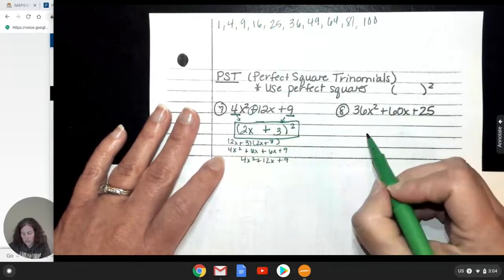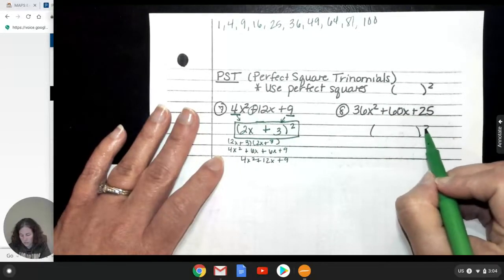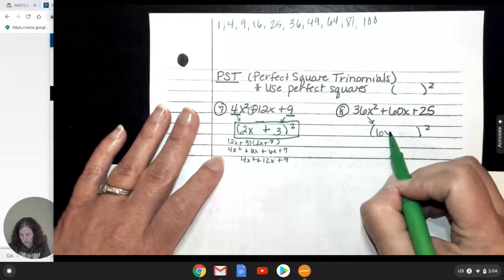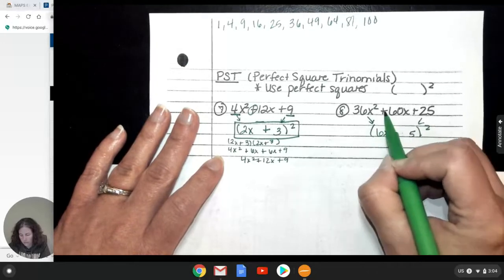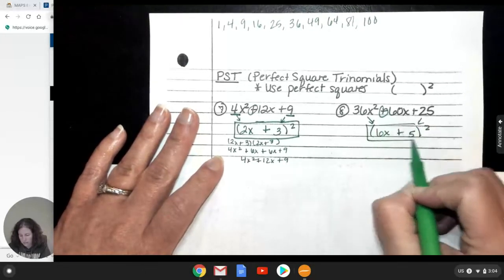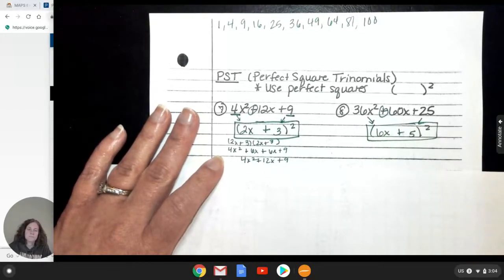All right. So then this one, same thing. We've got a squared. Square root of the first one would be 6x. Square root of the last one would be 5. Bring down the first sign. It's a plus. 6x plus 5 squared. Okay.